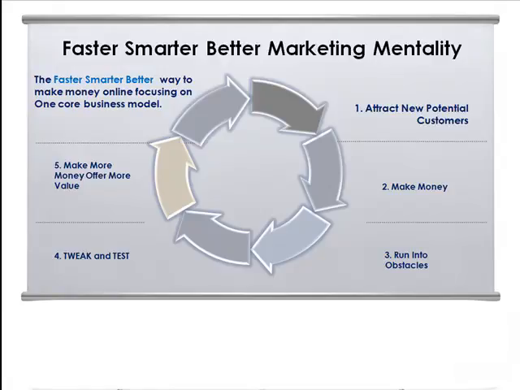Okay, faster, smarter, better way to making money online by focusing on one core business model. Okay, one core business model. So you stick to one core model, and one system that you're going to consistently work, which you're going to spend some time to build, and we're going to give you this system in this program, step by step.